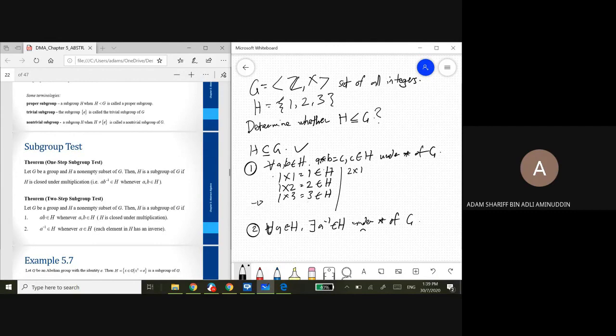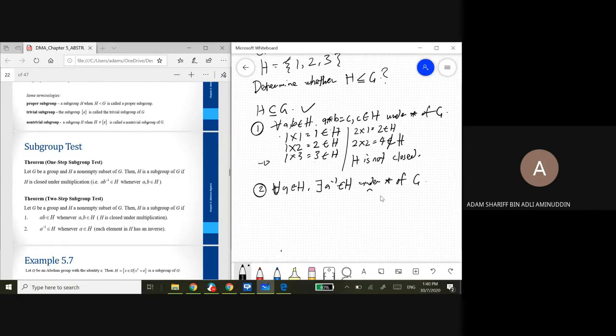2 times 1 is 2, in H. 2 times 2 is 4, which is not in H. For the case of multiplication, H is still not closed because it will produce a new element C which is not contained in H under the binary operation of G. H is not closed. Okay? When we arrive at the concept of inverse, where you need to find whether the inverse exists in H or not, you must have identity.